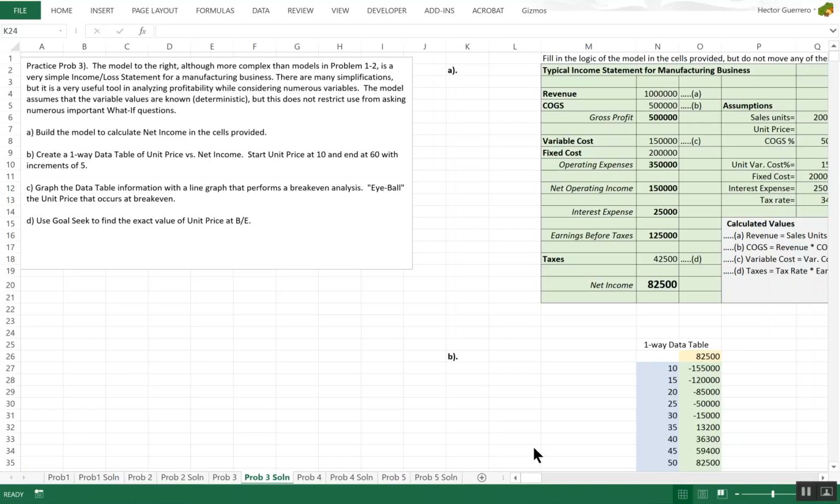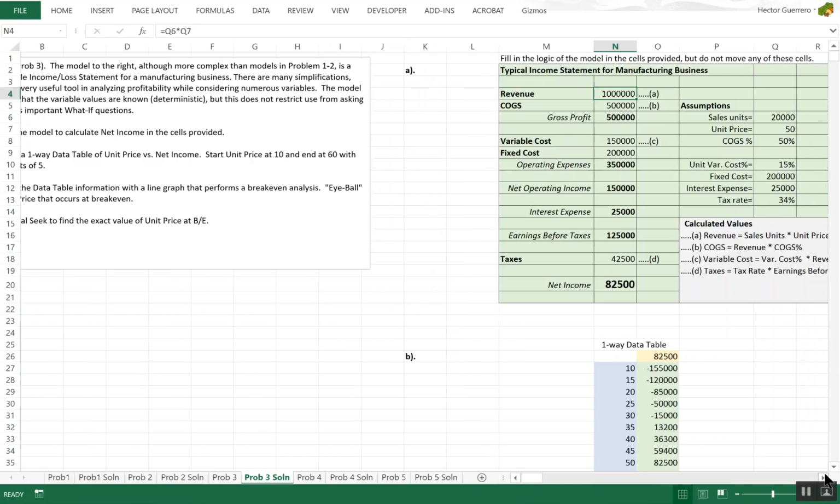We're looking at problem 3 in the Novice problems. This problem again has us looking at an income statement. This time the calculations are a bit more sophisticated. For example, revenue is being determined by the value of unit sales times unit price. Cost of goods sold again is a percentage of revenue.